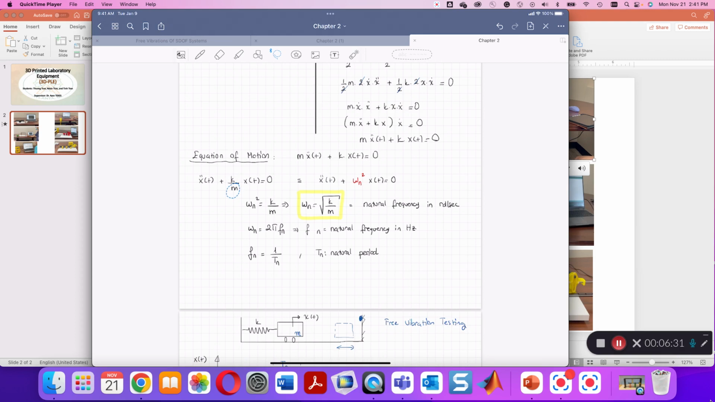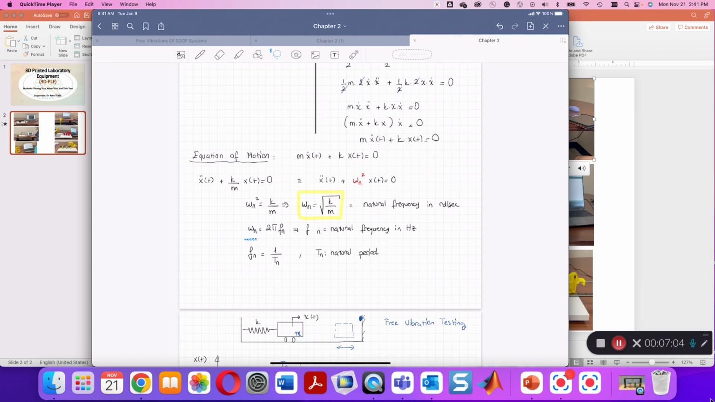There's another way of representing the same equation using not the system parameters such as mass and stiffness, but its natural frequency. Because if you know the natural frequency of the system, then you will have a better sense of how many times a system oscillates. So I have x double dot plus omega n squared times x is equal to 0. Since these are the same equations, you can make an analogy so that omega n squared, which is the coefficient of x, should be equal to k over m. So the natural frequency in radians per second is equal to the square root of k over m.